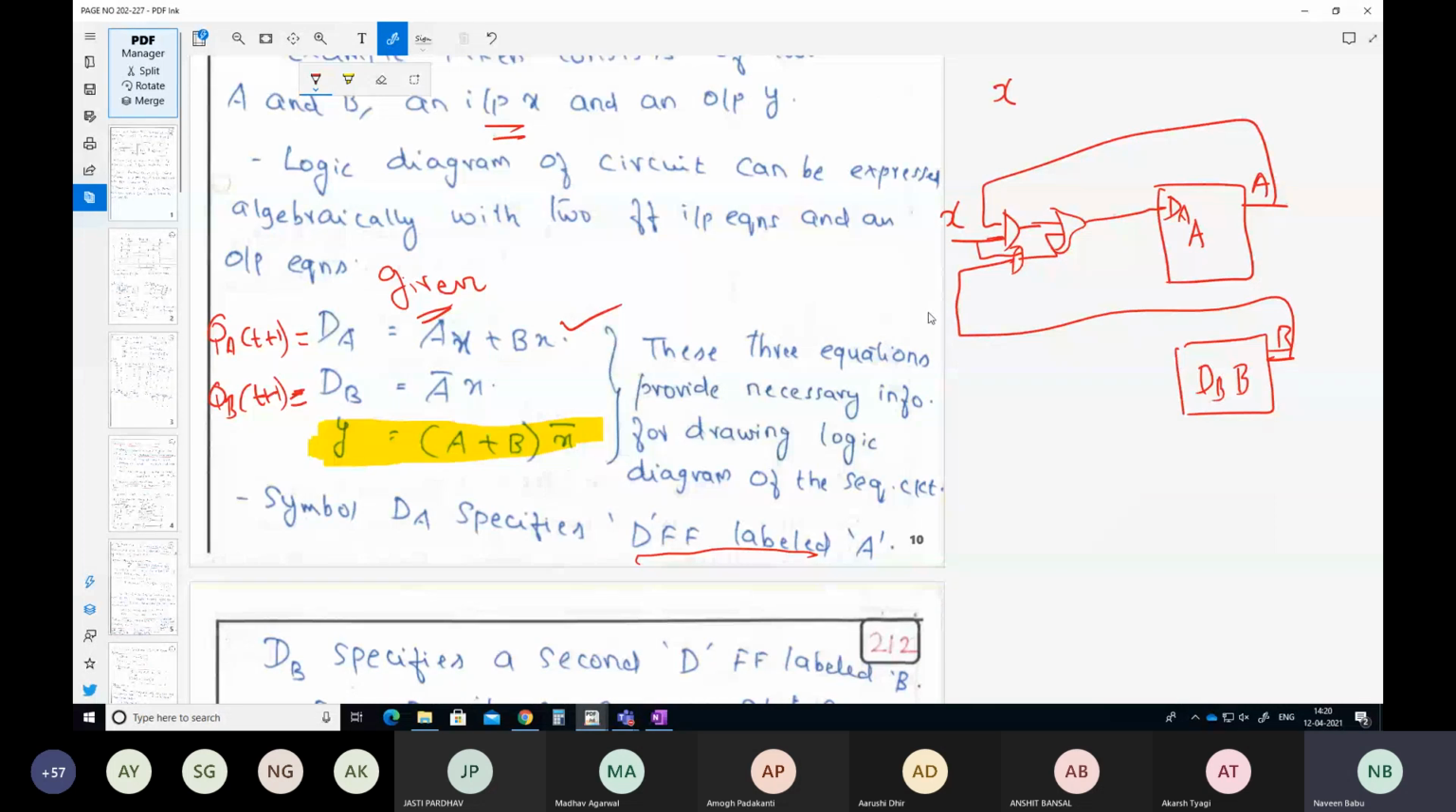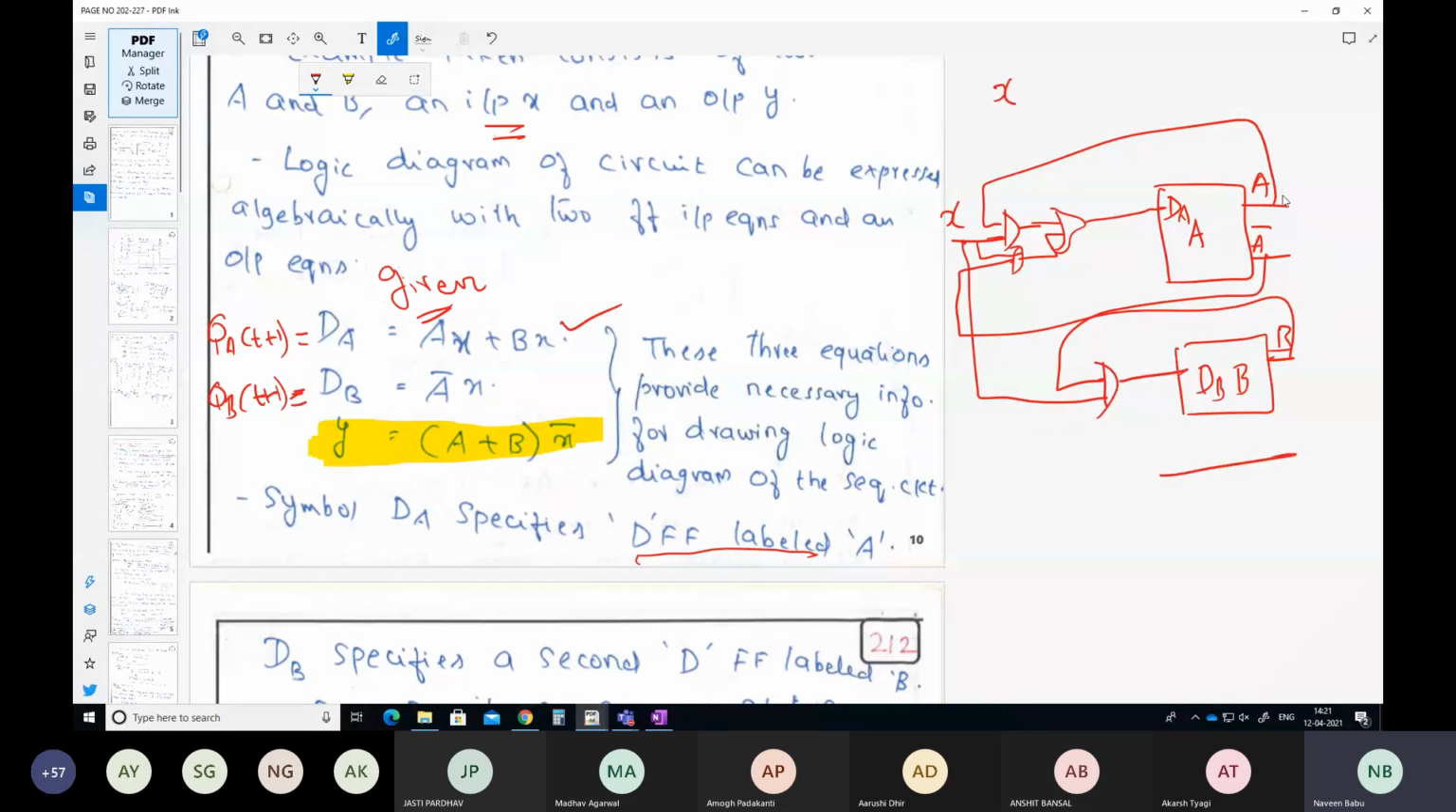DB is A bar X. Where is A bar? This is A and this will be A bar. Am I right? The complemented operation. I can take it directly from here, or I can put a NOT gate, but putting a NOT gate will add one more gate to my circuit, which will add cost. So I can take the complemented output, the Q bar output. So this will be A bar, and this is my X.